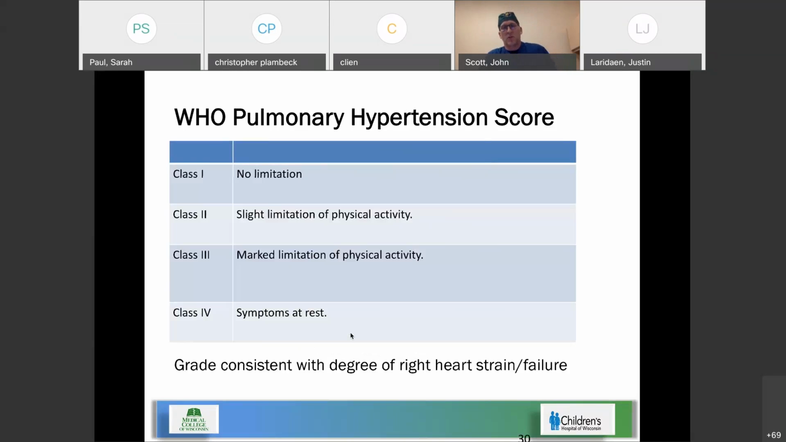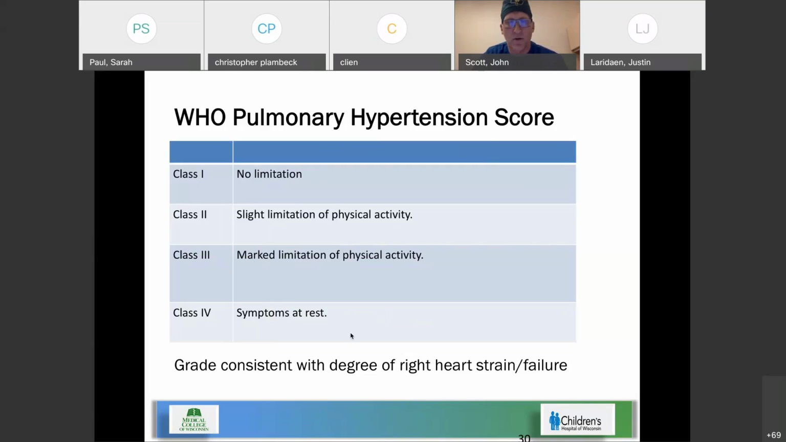So similar to the New York Heart Association functional status, there's a World Health Organization pulmonary hypertension score. I only included this here because it's essentially the same. The importance here is that it really tells you what is going on with the right side of the heart. It's supposed to give you an idea of what the strain or the failure is that's ongoing on the right side of the heart.